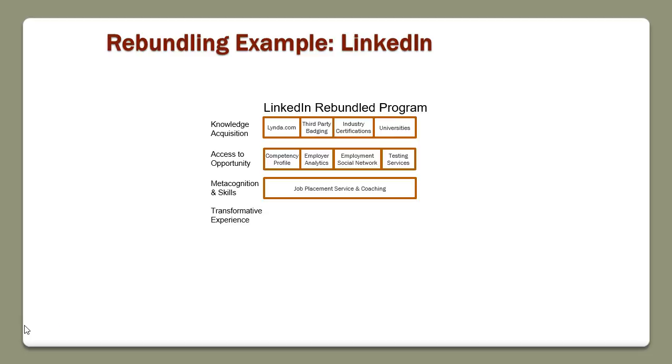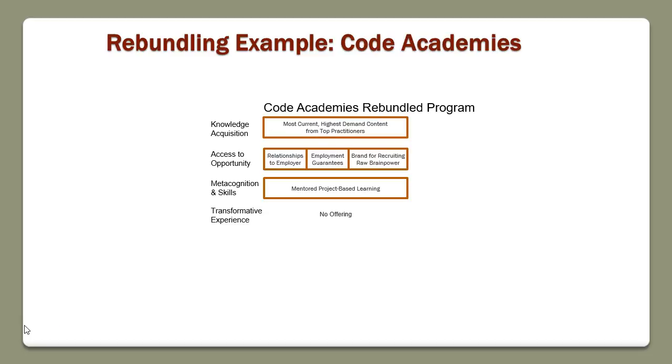And then the last thing, I think LinkedIn, I wouldn't be surprised also if they get into something along the lines of, they're not going to major in metacognition and skills, but I wouldn't be surprised if they get into job placement services and coaching. So that's another example. A third rebundling example is code academies.